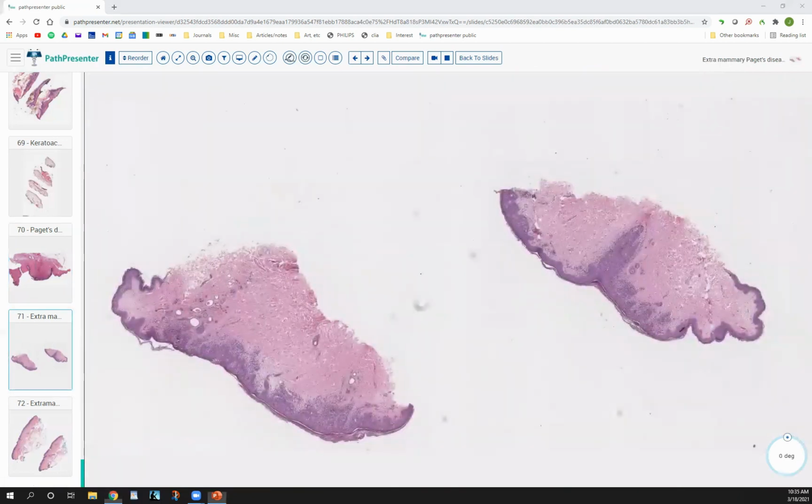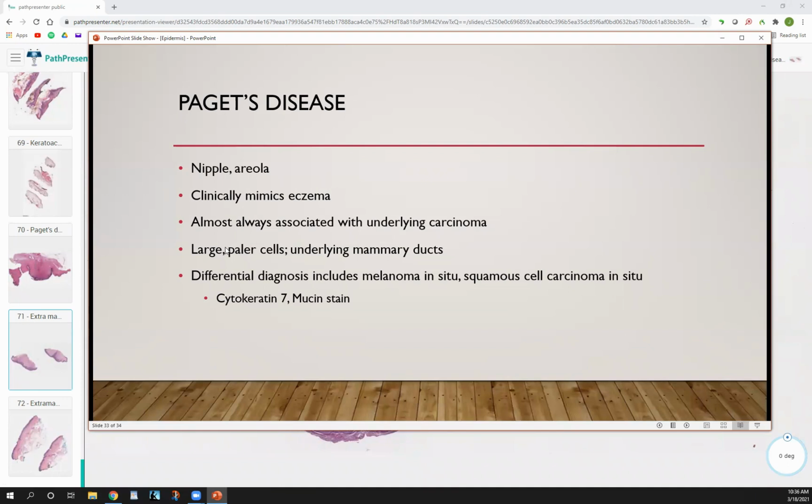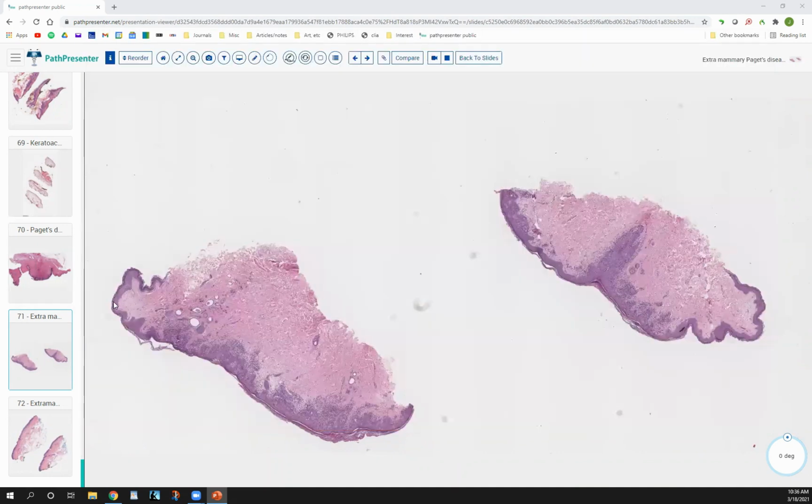Before we go to this case, let me just show you the summary here. This is what we were just talking about. And really, again, the most important thing is it's almost always associated with underlying carcinoma. This contrasts with extramammary Paget's disease, which is what we're going to talk about now.